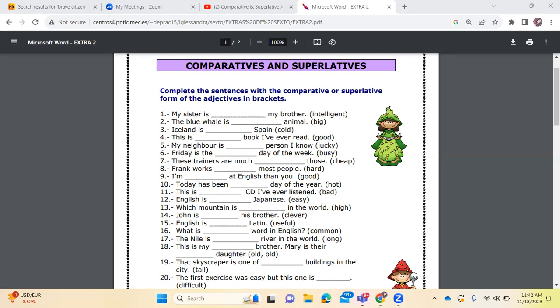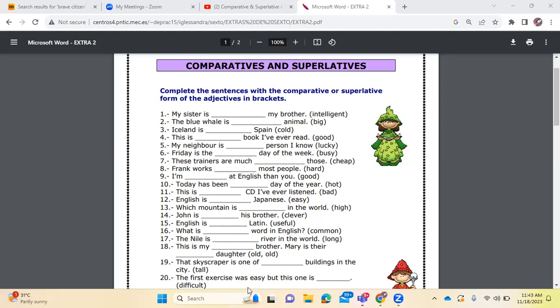Number 18. This is my blank brother. Elder brother, right? When we talk about an older sibling we say elder. This is my elder brother. Mary is their eldest daughter, or oldest, you can say. Number 19. That skyscraper is one of blank buildings in the city. One of the tallest buildings in the city.